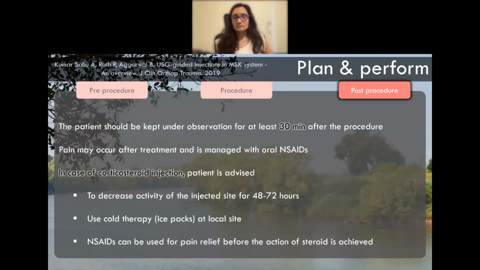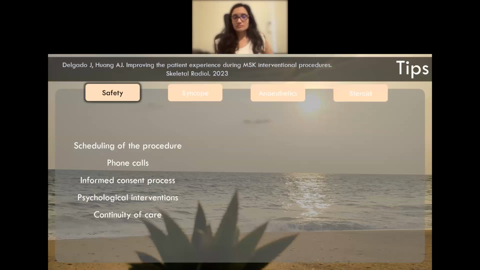So this is about the pre-procedure and procedure. And post-procedure, we must observe the patients for 30 minutes to look for some complications. We will talk about it a little later. Especially in case of corticosteroid injection, we must advise the patient not to do rigorous activities. When it is an upper limb intervention, we should advise them not to do heavy weight carrying and all. And for pain relief, we can give oral NSAIDs, or little ice packs at the local site will also be of a lot of help. Now, some tips about these things which I've learned from my seniors.